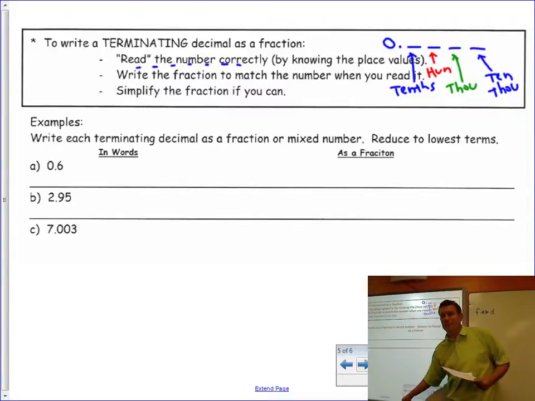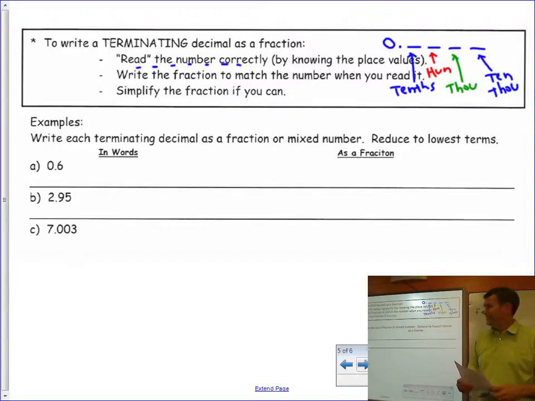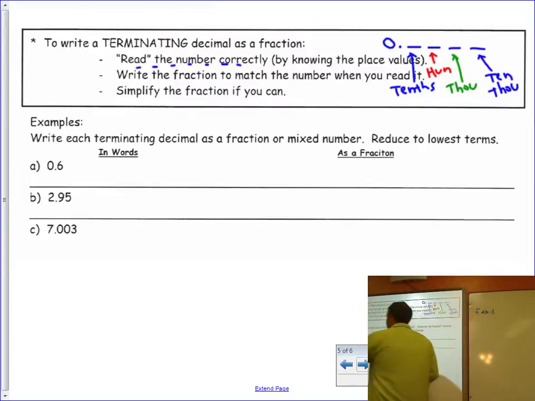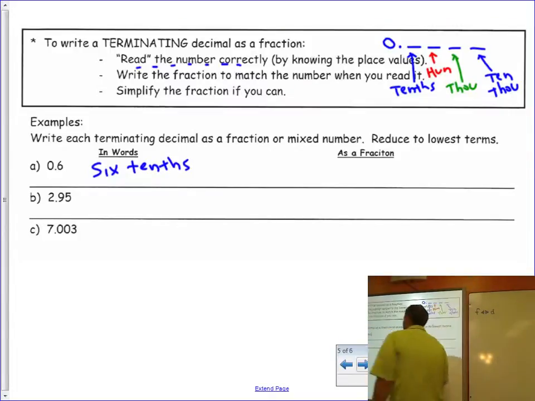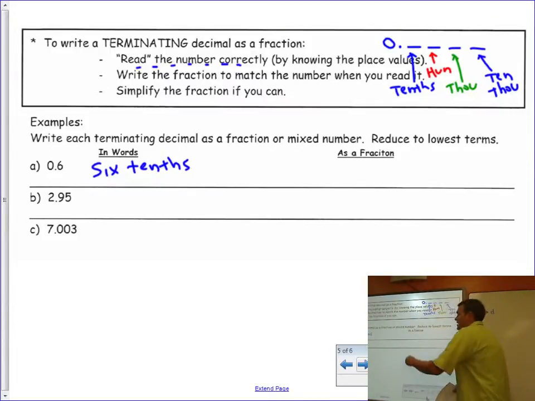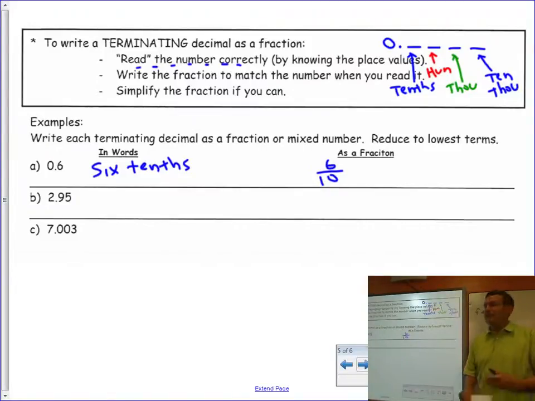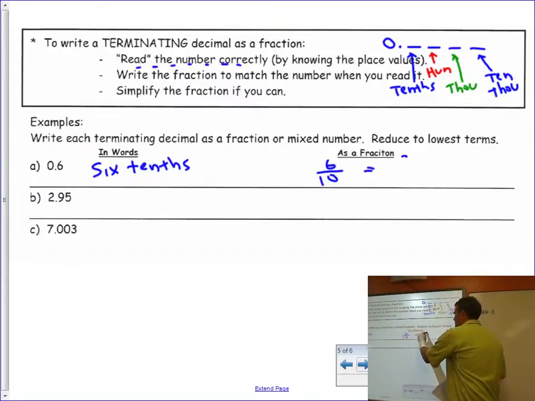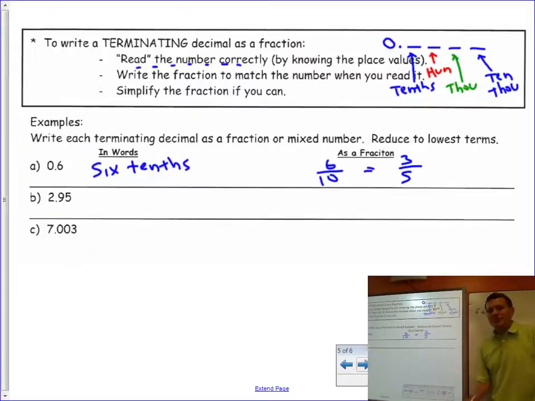Let me do 3 examples. We start with 0.6, and I want to write that in words. It goes 1 decimal place, so that's the tenths spot. It would be 6/10. And 6/10 as a fraction would look like that, 6 over 10. Now that fraction can be reduced, and when you reduce it, you actually get 3/5.